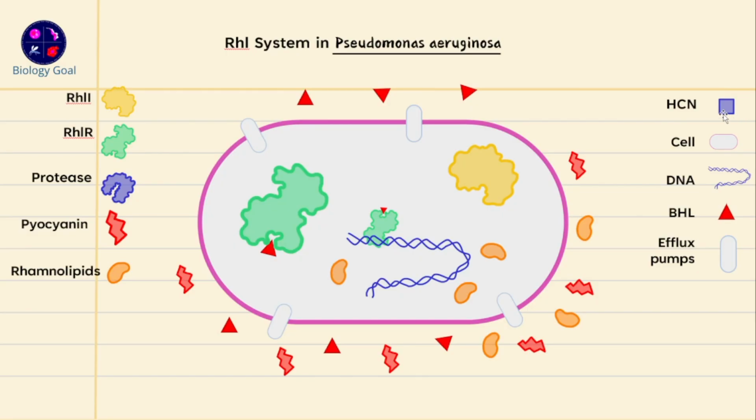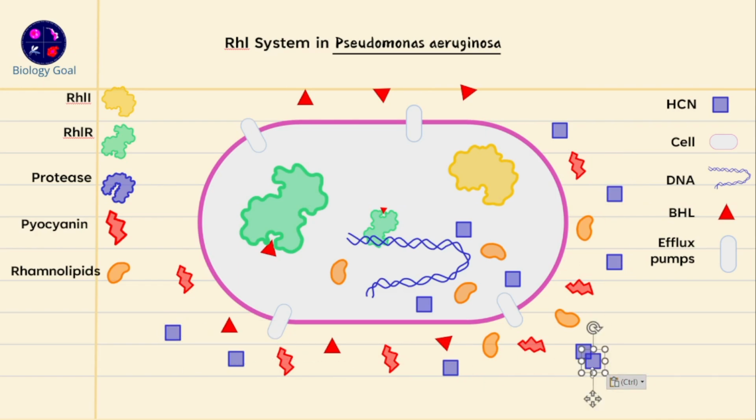Next is hydrogen cyanide. So hydrogen cyanide, I've used the small abbreviation for that, HCN. Hydrogen cyanide is also going to get released because that ligand was able to bind to rhlR, and you can see how many virulence factors they are getting released by the bacteria because of that interaction. So hydrogen cyanide is also getting released, and you can see so many virulence factors, they are getting accumulated around the bacteria. And now the bacteria is basically really protected from various host factors like immune cells and all, because these factors, they are going to target those host cells.